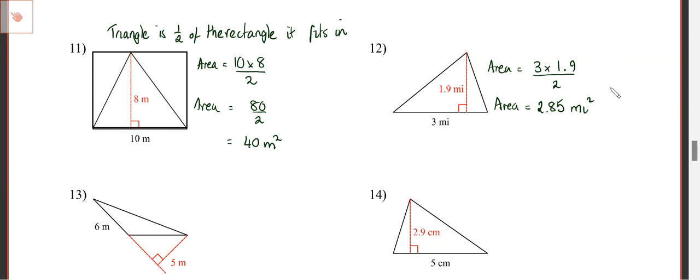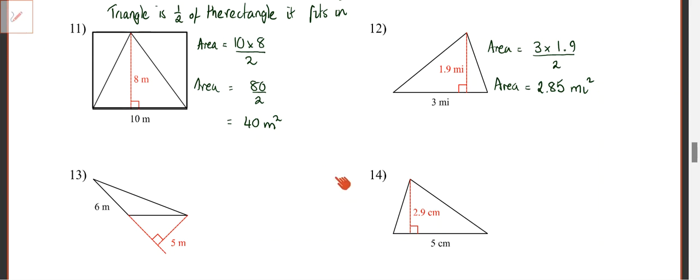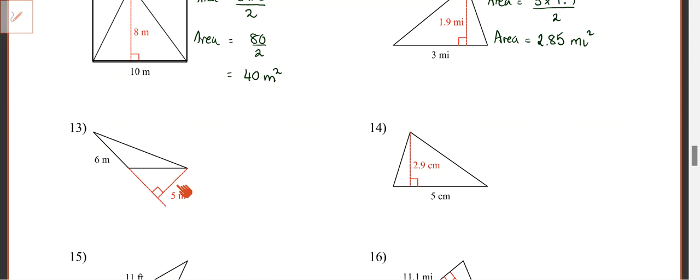Just one final one before we head to lunch. Trickier one. What do you reckon for this one? I think it's the same thing. Go on then, tell me what it's going to be. 6 times 5 divided by 2. Area is 15 square meters.